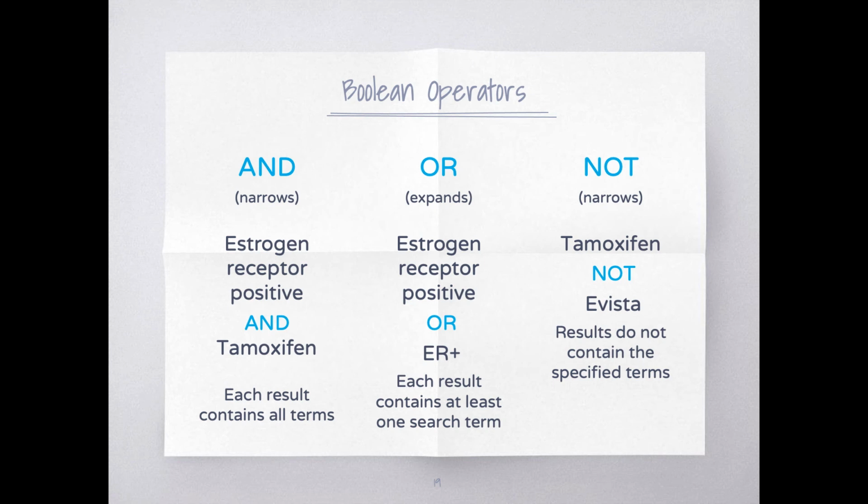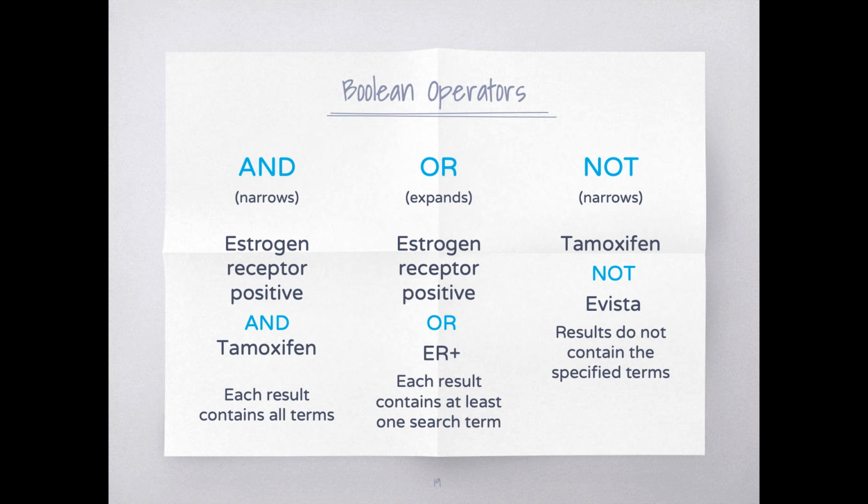OR is most often used between synonyms. For example, I may be focusing my research on estrogen receptor positive breast cancer, but researchers and clinicians may refer to it as ER plus in their study. Utilizing OR between the keywords estrogen receptor positive and ER plus ensures that I am getting all of the research that is covering that particular group. OR will expand our search results.